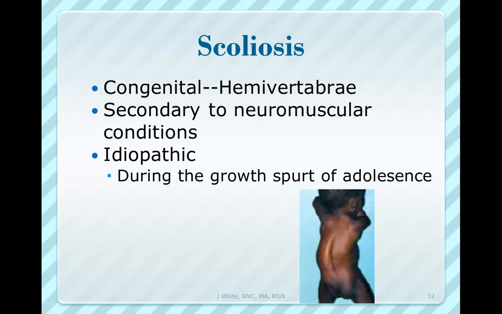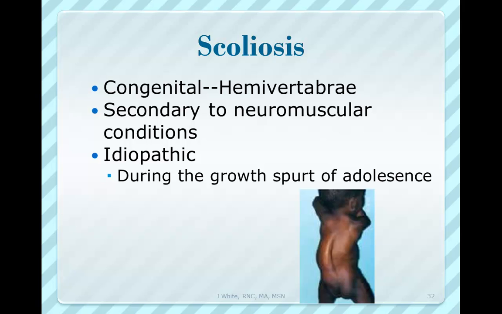It can be congenital. There's such a thing as a hemivertebra. A hemivertebra, instead of a rectangular vertebra in the back, is more of a triangular one. So you have the spinal cord coming up from the bottom, hits that right angle triangle vertebra, and that throws the rest of the vertebrae off at a different angle. So it can be present at birth.